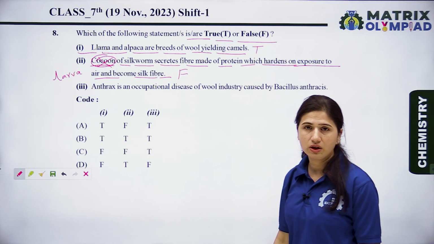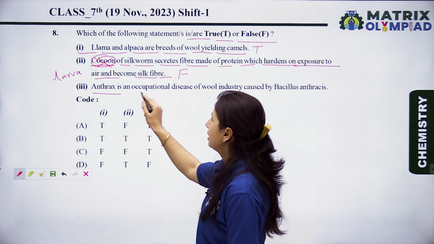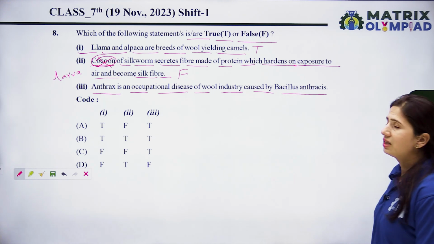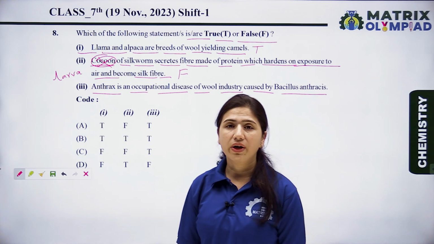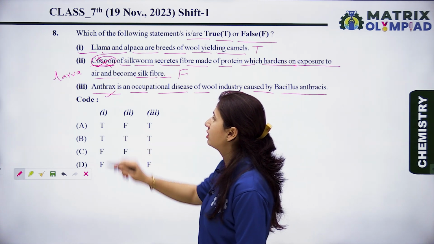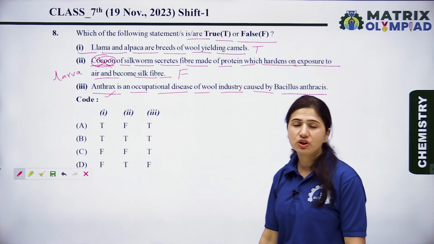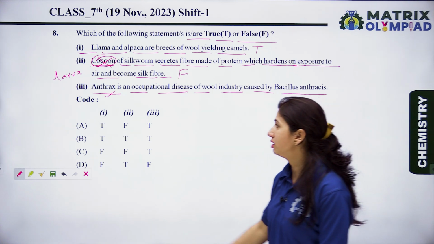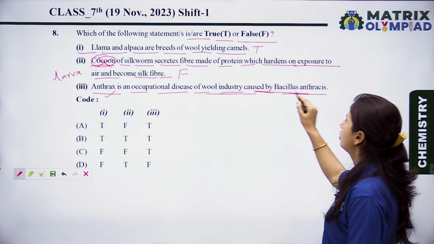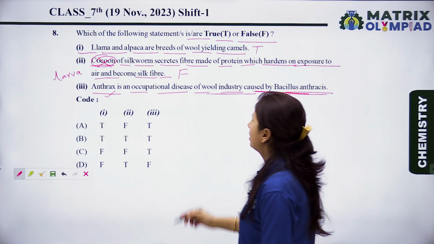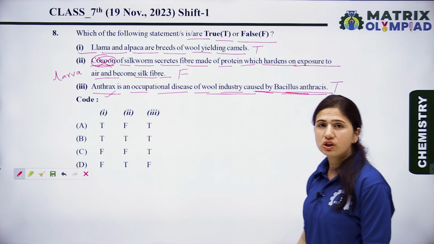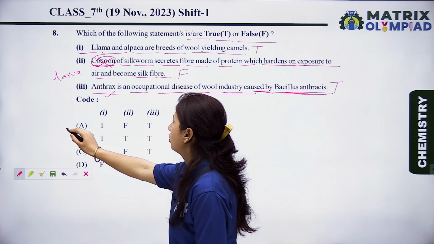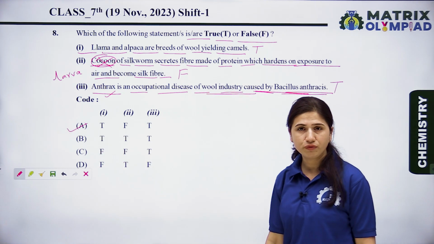Now let's see the third statement. Anthrax is an occupational disease of the wool industry caused by Bacillus anthracis. Yes, this is also a right statement. Generally, anthrax is an occupational disease found throughout the country in domestic animals, and it is caused by Bacillus anthracis. So statement first is true, second is false, and third is true. So option A is the right option for this question.